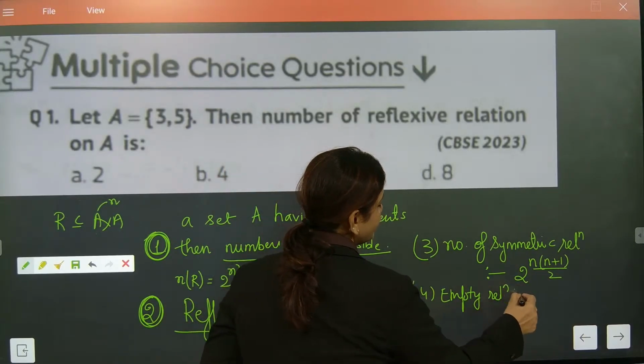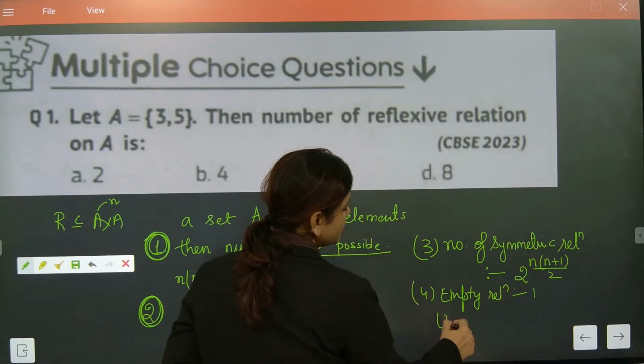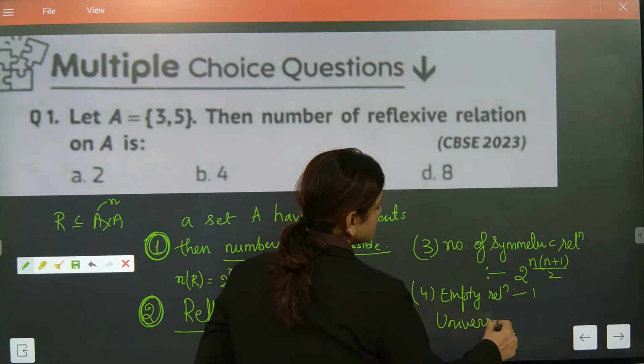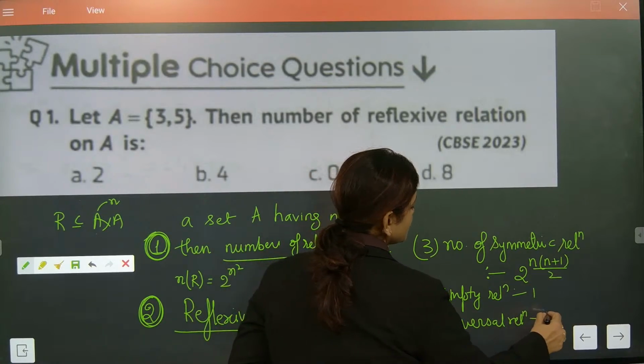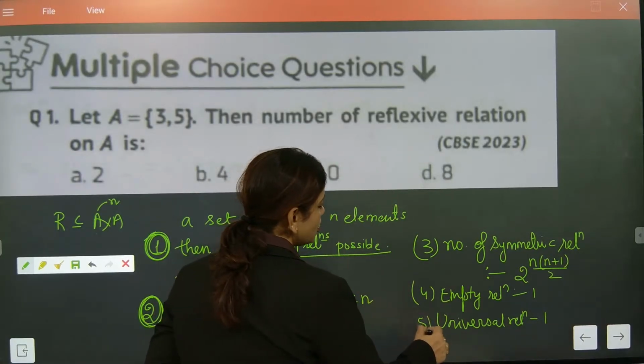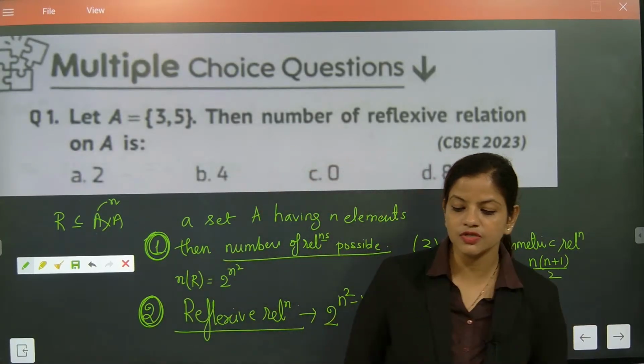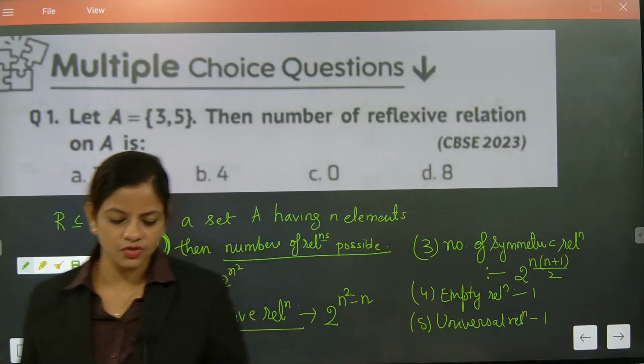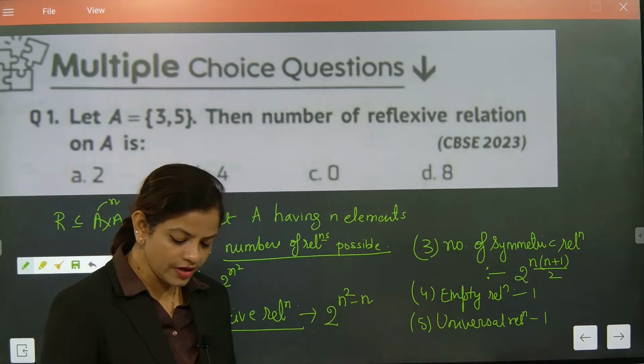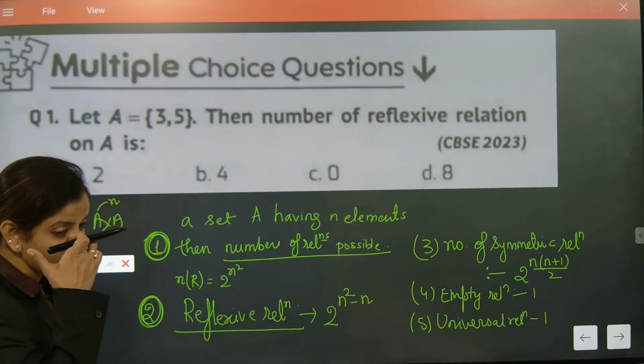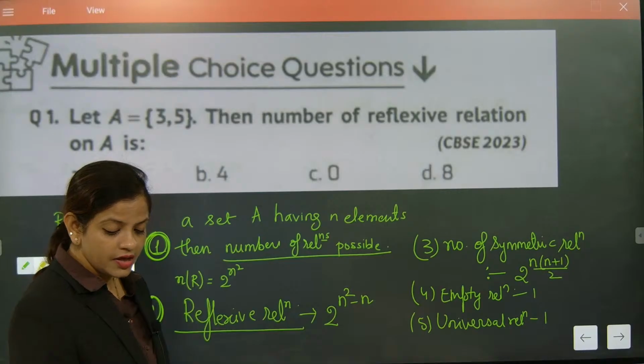Sometimes they will play a game. Universal relation, how many possible? One. So empty relation is also one. Universal relation is also one. Understood? Empty relation is also one. Universal relation is also one. Note down.